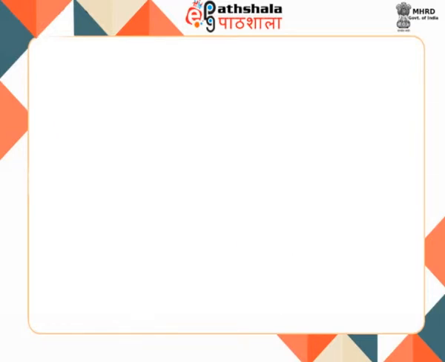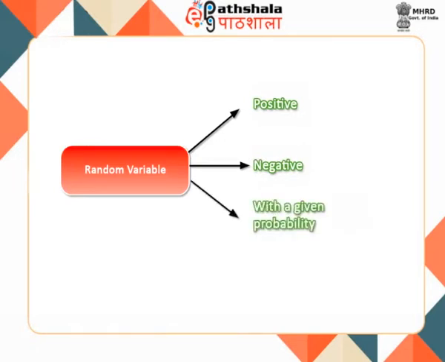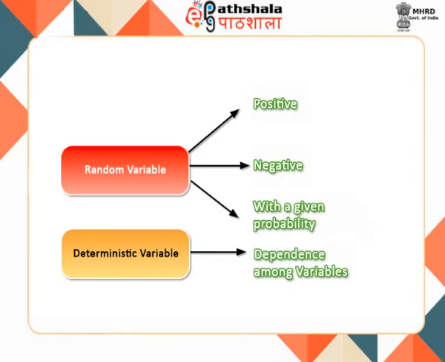A random or stochastic variable is a variable that can take on any set of values, positive or negative, with a given probability. In deterministic variables, we deal with dependence among variables, but these variables are not random or stochastic.